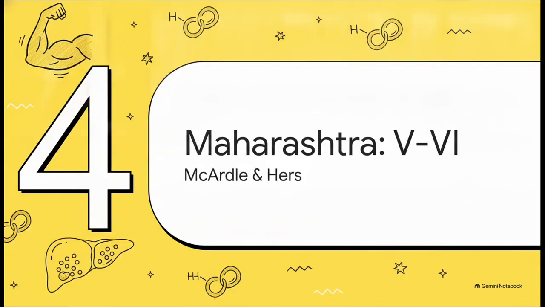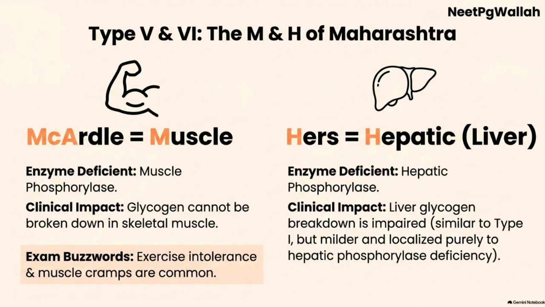Section 4, Maharashtra, types V and VI. All right, on to our final pair in the mnemonic, Maharashtra. I promise you, these are the most straightforward of the bunch because they relate directly to specific organs. The letters literally give away the affected tissue.